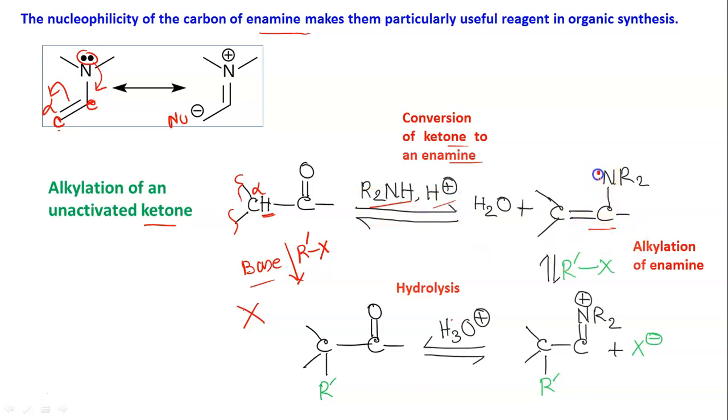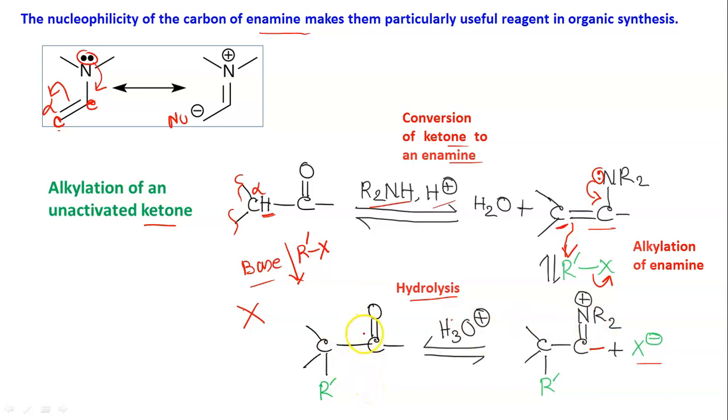Next there will be alkylation of the enamine. So you can also first generate C minus over this carbon and then it can attack R', X will be removed and there will be a C=N double bond. This is positively charged and X minus is the counter ion. Finally we will do hydrolysis and we will get back the original carbonyl compound.